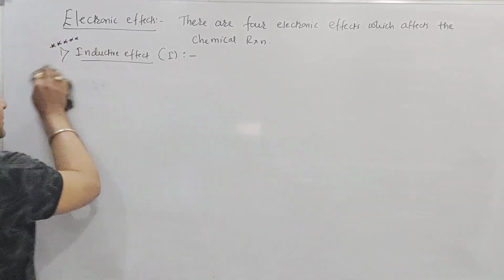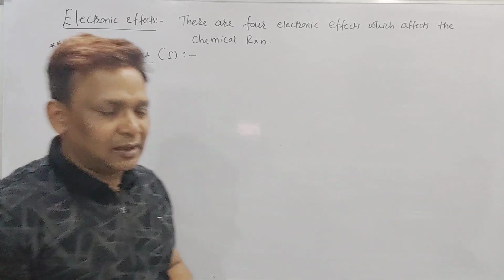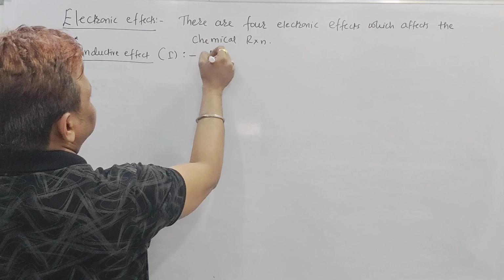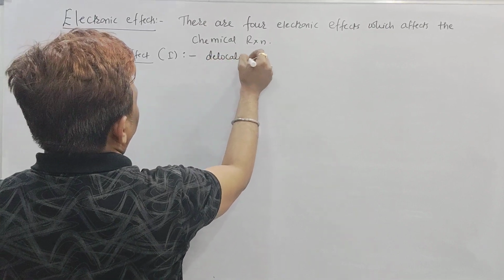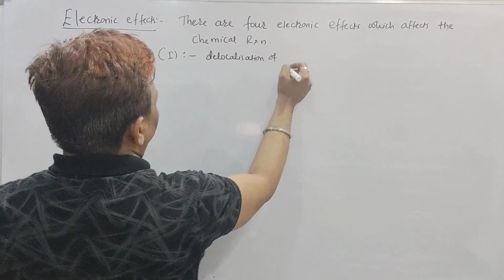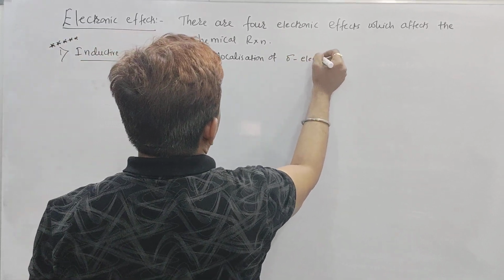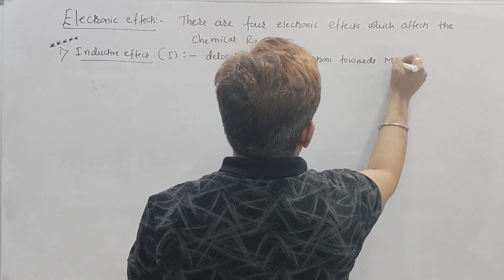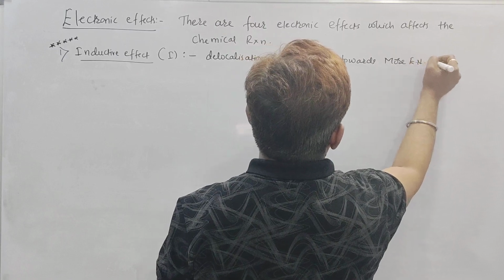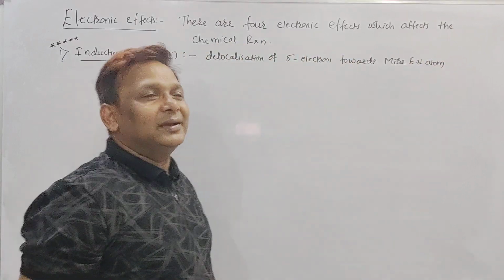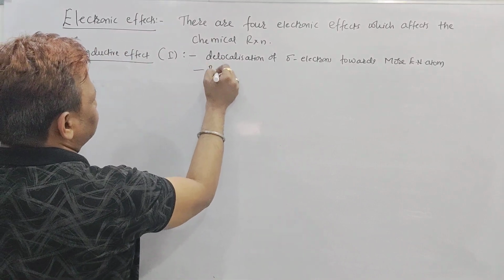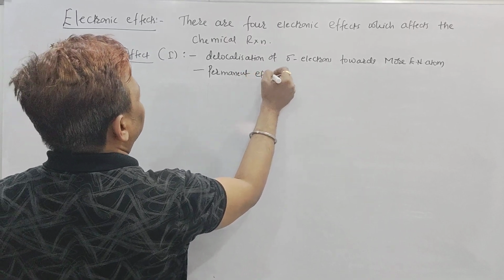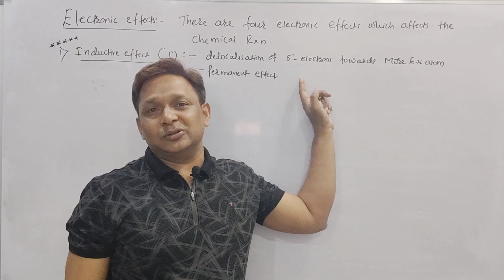Inductive effect means, see here, delocalization of sigma electrons towards the more electronegative atom. Remember beta, it is a permanent effect. The first point I will discuss, sir, this effect is a permanent effect, and in this one only delocalization of sigma electrons will take place, not the pi electrons.